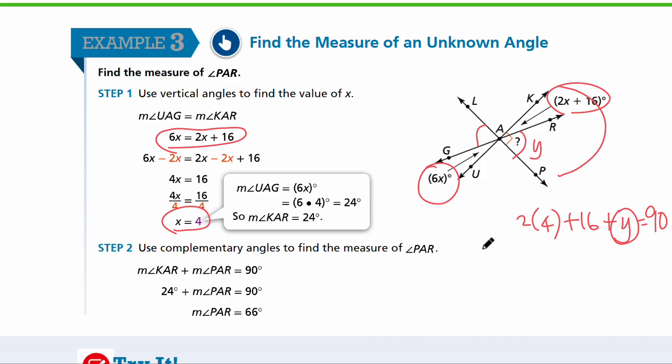Or you can use this expression too, or you can set up an equation using this. 6 times 4 plus y is equal to 90, because if this is y, that's also y, right? So vertical angles are the same, so that's what you need to know. And you can set up an equation to figure out the information you want.